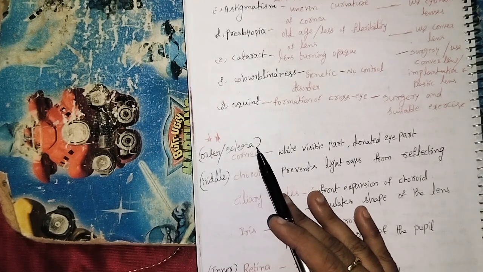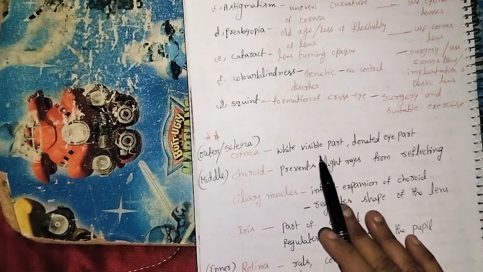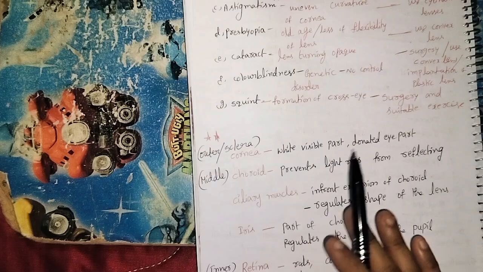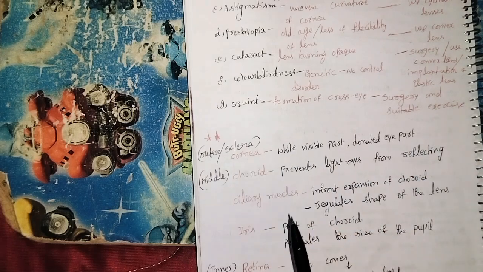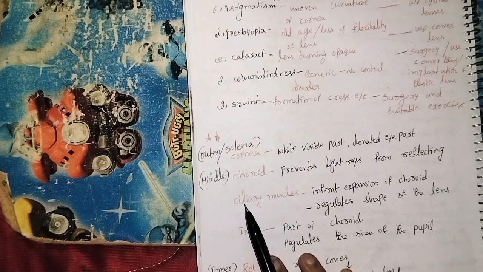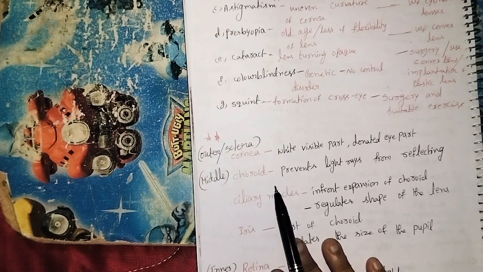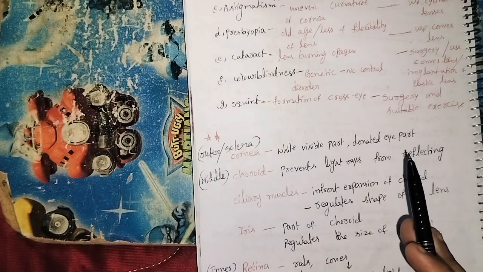In the sclera, which part is present? We know that cornea. Cornea is white visible part and it is donated to the patient. So this is very important. In the middle, the part we know is choroid. So what is the function of the choroid? It prevents light rays from reflecting.